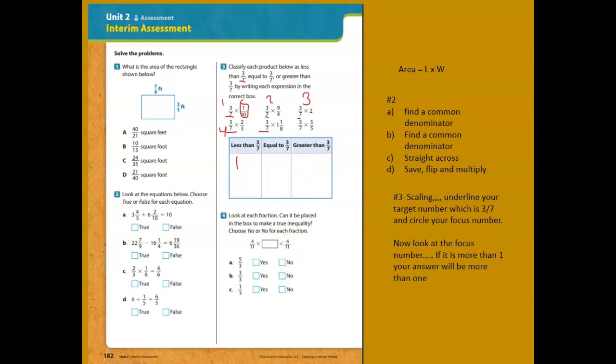Number 4 is also a scaling. You don't really need to do anything other than, get my mouse back, I'm trying to click over here and it's not working. Number 4 is also scaling. And your target number looks like it's 4/11 because that's what we're comparing it to, greater than or less than. So 4/11 times something that's greater than 1. 4/11 times something greater than 1 is going to be bigger than 4/11. So does that work? Yes or no?